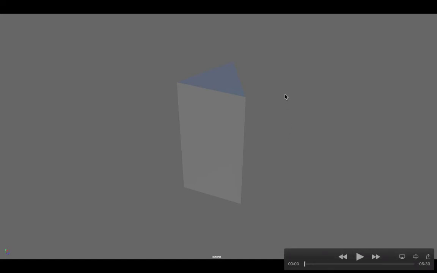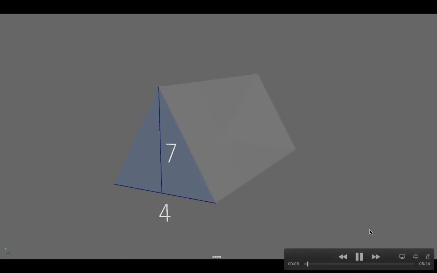Alright, our first triangular prism has equilateral triangles as bases. This means that all the sides of the triangle are congruent, and from this we know that all the lateral surfaces of the triangular prism will also be congruent. The height of the triangle is 7, the base length of the triangle is 4, and the height of the prism is 8.